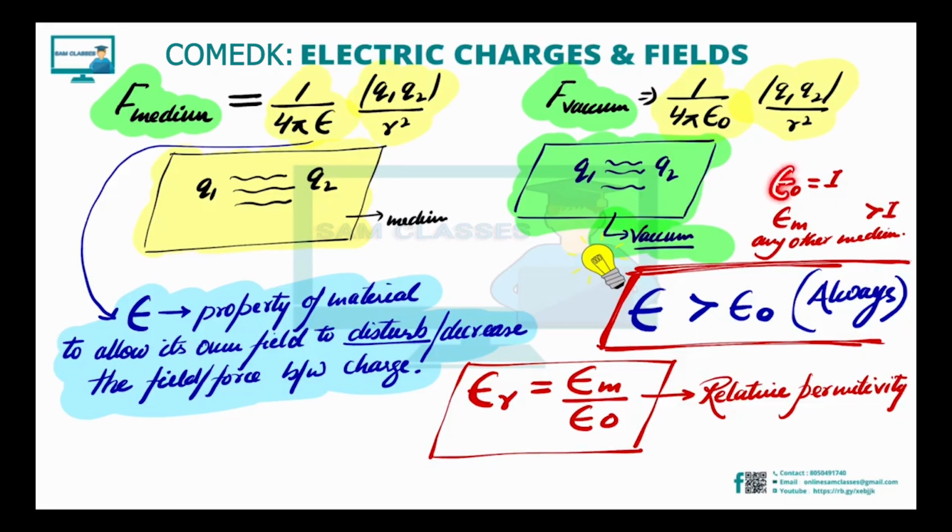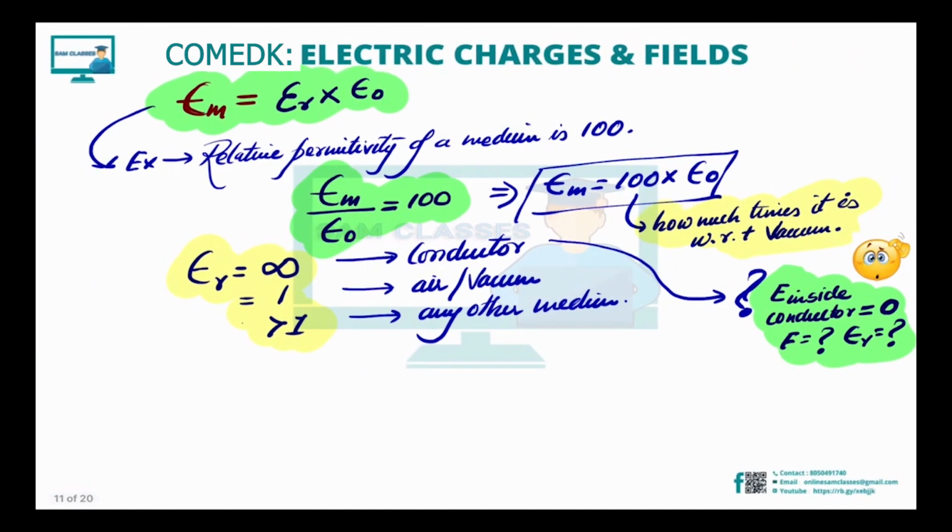Now, the relative permittivity in space is what? One. So whatever your interaction is, it allows that; it doesn't disturb. And for any medium, it is always greater than one. So the moment this is greater than one, the force will be less because it will disturb. It is inversely proportional. If this goes up, the force will go down, student. And we always know that the epsilon of the medium is always stronger than the epsilon naught of the vacuum. Now, epsilon m, the permittivity of the medium, is nothing but epsilon r, the relative permittivity, into epsilon naught.